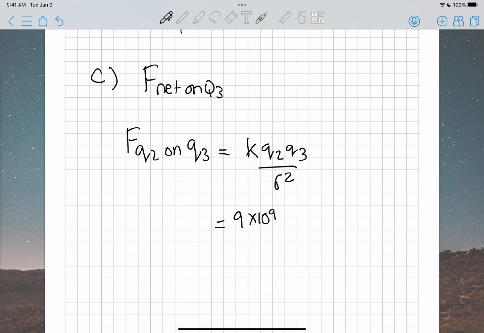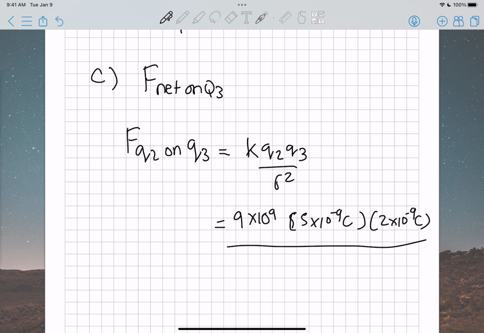And keep in mind that if you look at your equation sheet, you'll see that for Q2 and Q3 in this case, they're taking the absolute value of each one and multiplying them together. So we don't care about the fact that one is positive, one's negative. We just multiply the absolute value together. Q2 was 5 nanocoulombs, so that's 5 times 10 to the negative 9 coulombs. And Q3 is negative 2 nanocoulombs, so we just plug in 2 times 10 to the negative 9 coulombs. We don't care about the negative sign. We make it absolute value.